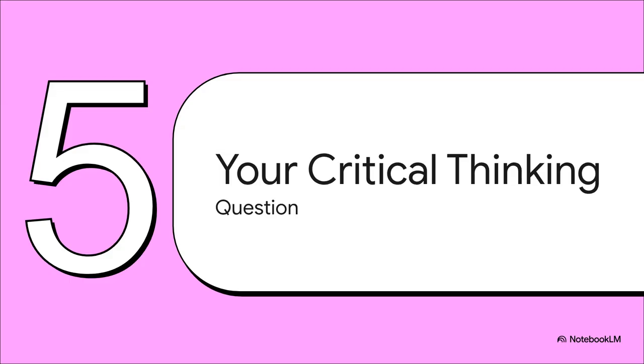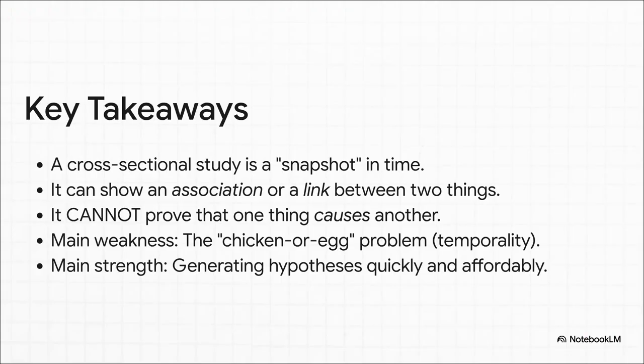Okay, so what does this all mean for you? Just living your life, seeing these headlines pop up every day, what's the main takeaway here? Just remember this, it's a snapshot. That means it can show you a link or an association, but it can't ever prove one thing caused another. Its biggest weakness? That chicken or egg problem. But its greatest strength? It's a fantastic way to generate interesting new ideas super fast and without breaking the bank.